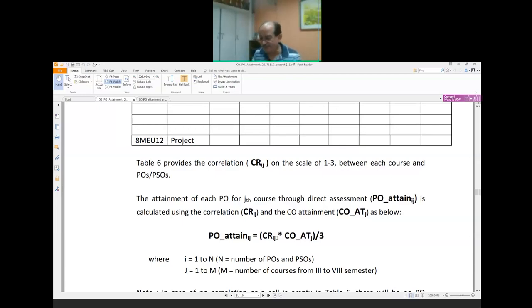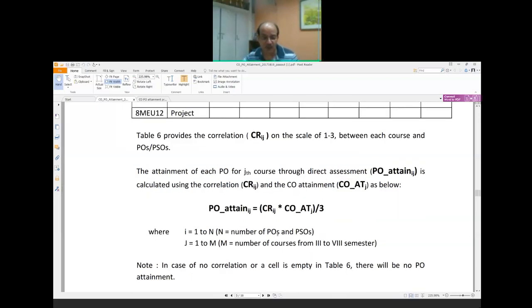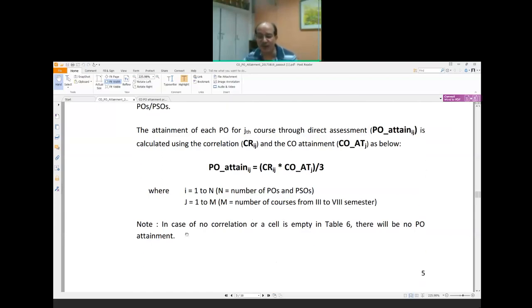Again, this is a formula which has been defined by some of the institutes. In case you would like to develop a better methodology, you can think about it, but it should be documented and it should stand the scrutiny of the law. So for i equal to 1 to n, n is the number of POs and PSOs, and j is 1 to m, m is the number of courses in this semester. This is how i and j are defined.